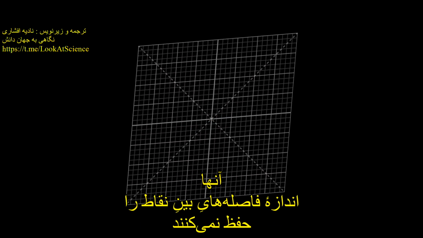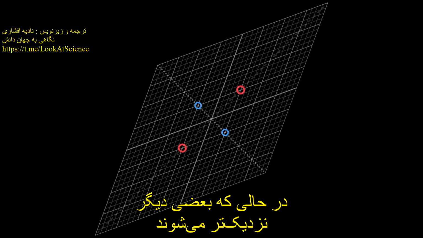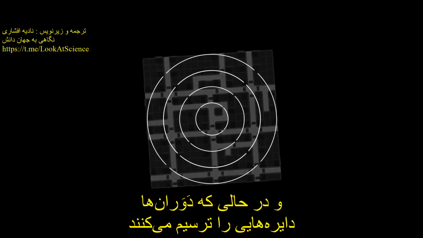But unlike classic rotations, Lorentz transformations seem to distort the diagram. They do not preserve distances between points. Some move away, while others get closer. And while rotations draw circles, they draw hyperbolas.